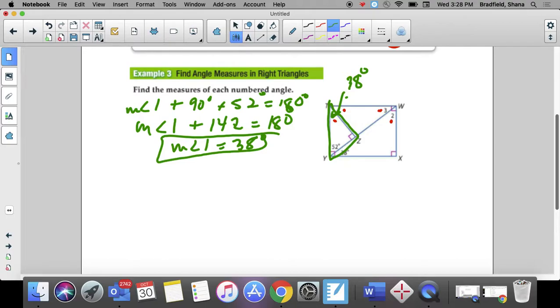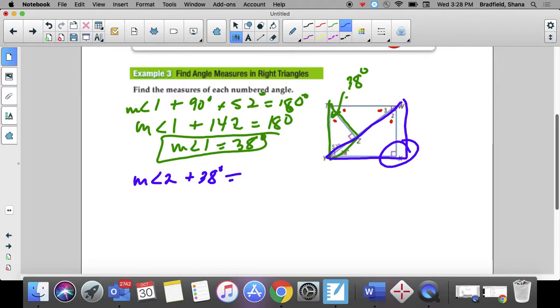Then I think I'm going to do angle 2 because it's also part of a triangle that we know 2 of the angles to. Just like the one in green, we have a right triangle. Well, that's 90 degrees, so that means, according to the corollaries at the top, the other 2 have to add up to 90 degrees. So I could shortcut this and say the measure of angle 2 plus 38 degrees is equal to 90 degrees. And subtract 38, so we get 52 degrees.